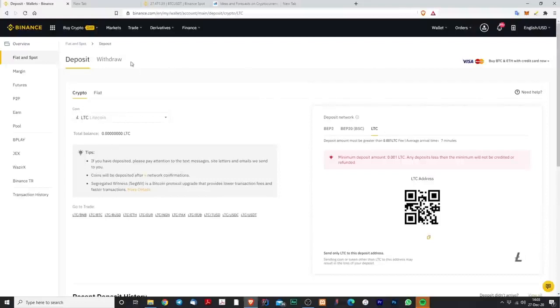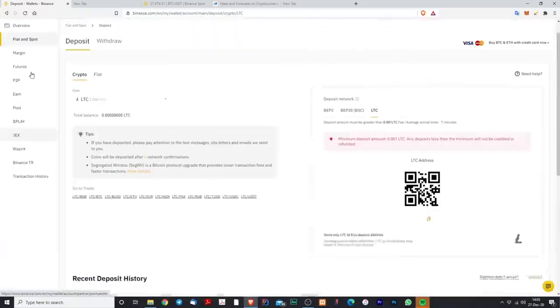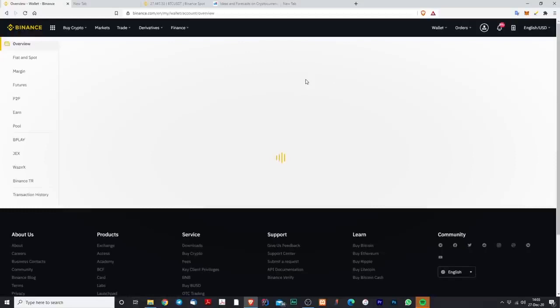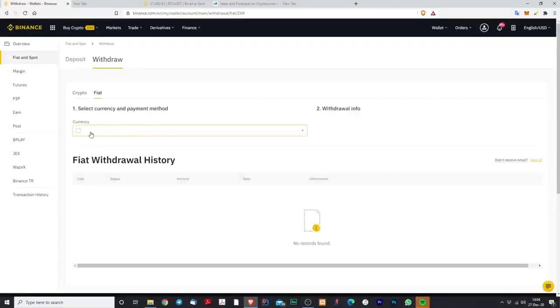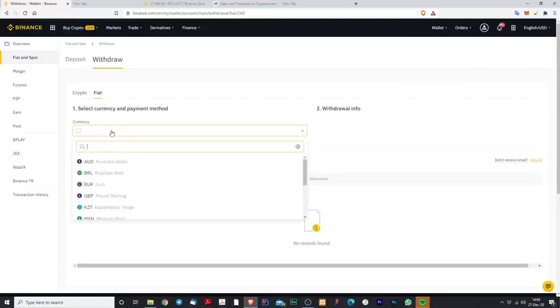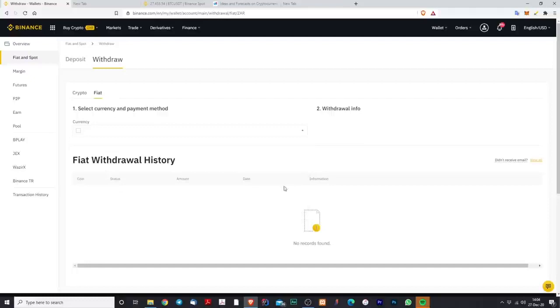And if you want to withdraw, it's as simple as going into, even if you are in the overview, it shows you the withdraw option over there. So here you simply click withdraw. And if you're trying to withdraw fiat, if your local currency is allowed to be withdrawn from Binance, maybe you're in Brazil and you have the Brazilian real, or if you're in Europe, you can actually withdraw the euro directly here into your bank account.